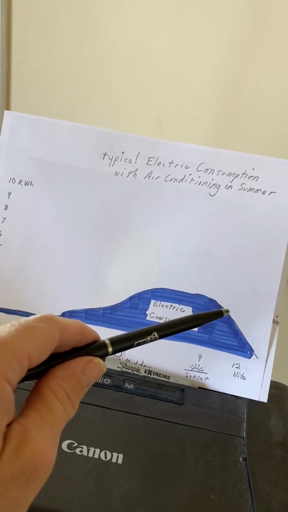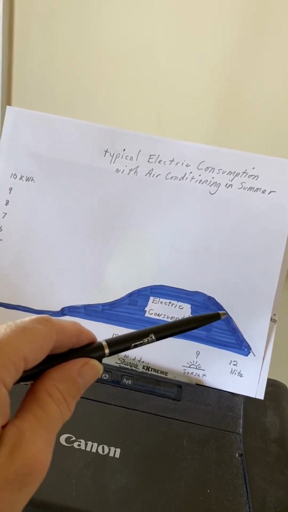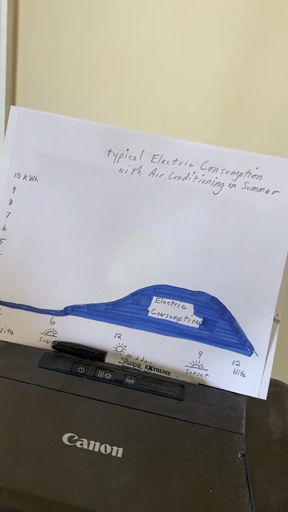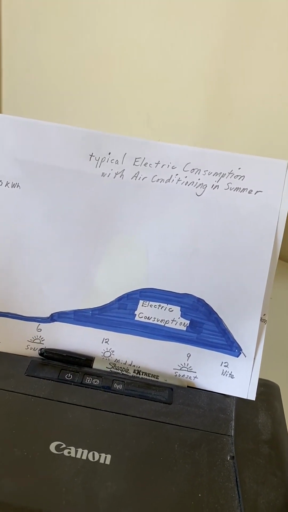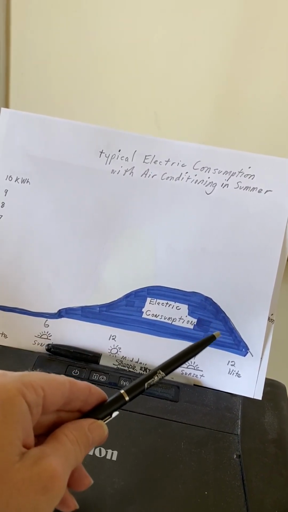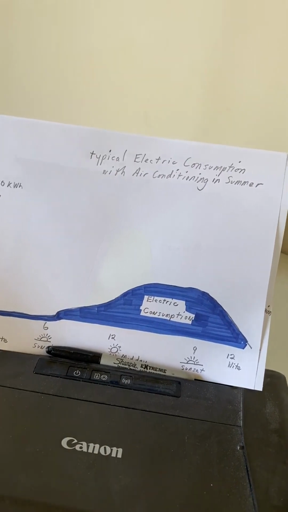Then it goes over here, nighttime, and even though the sun's down, you're still consuming. Keep that air conditioner going, especially if you live in some place like Florida, you're going to consume. That air conditioner is going to be running well past the sunset.